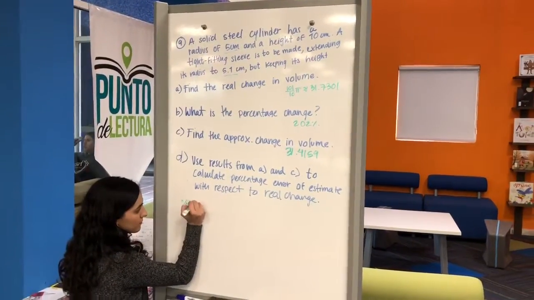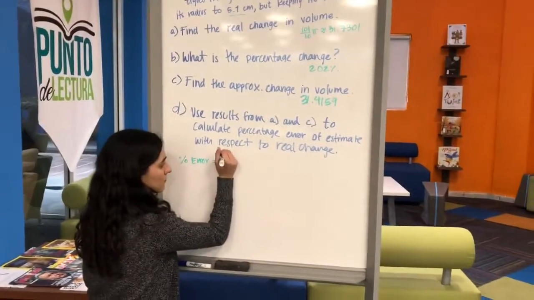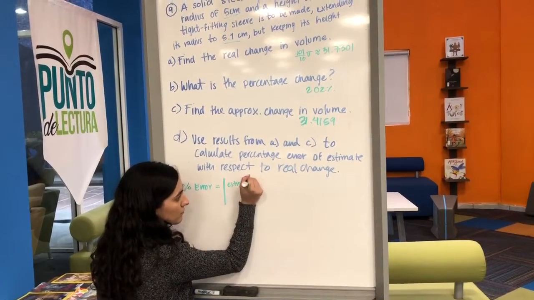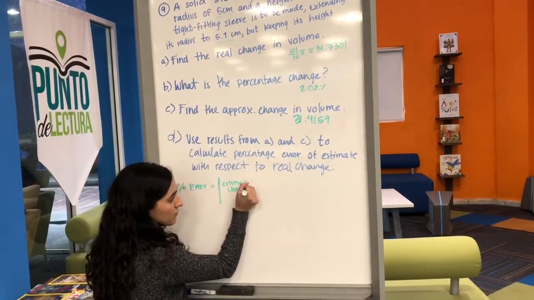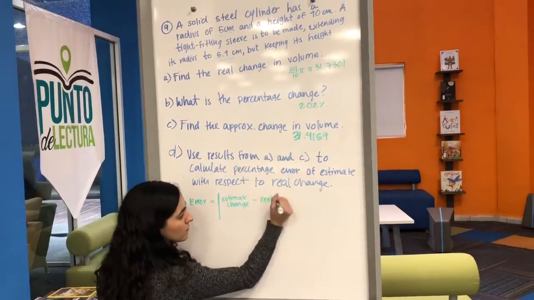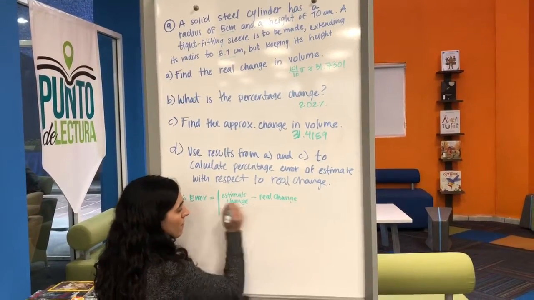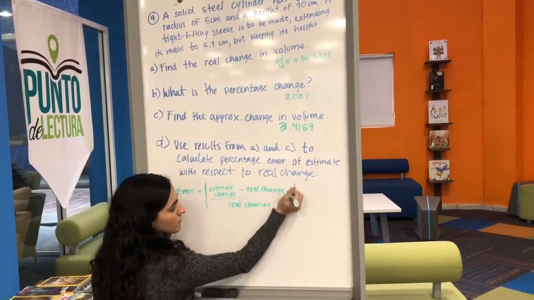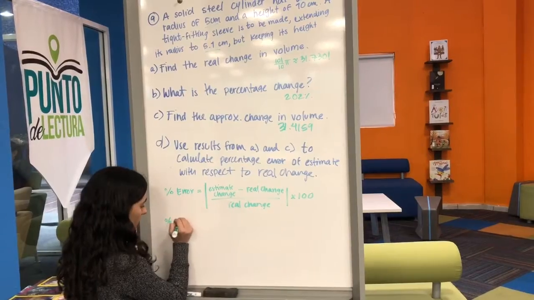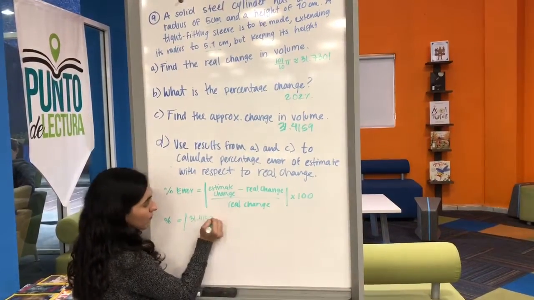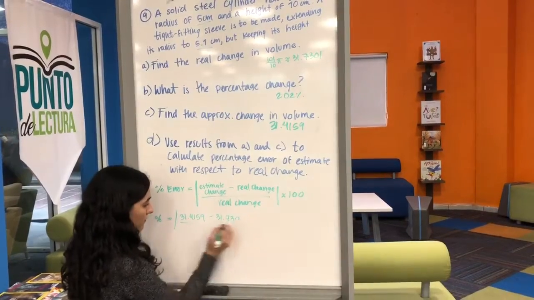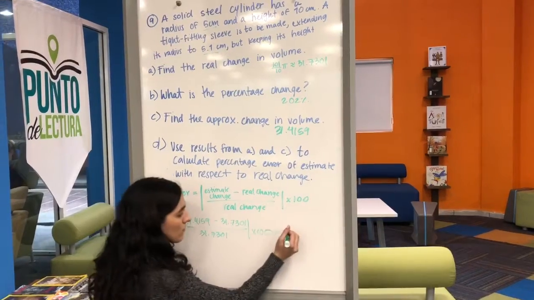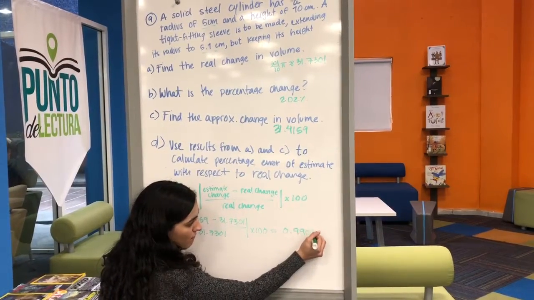For this section, you will need to recall the values for the real change in the volume and the estimated value for the change in volume. To find the percentage error, you will need to find the absolute value of the difference between the estimated change minus the real change, divided by the real change in volume times 100. Your percentage error equals 0.9902%.